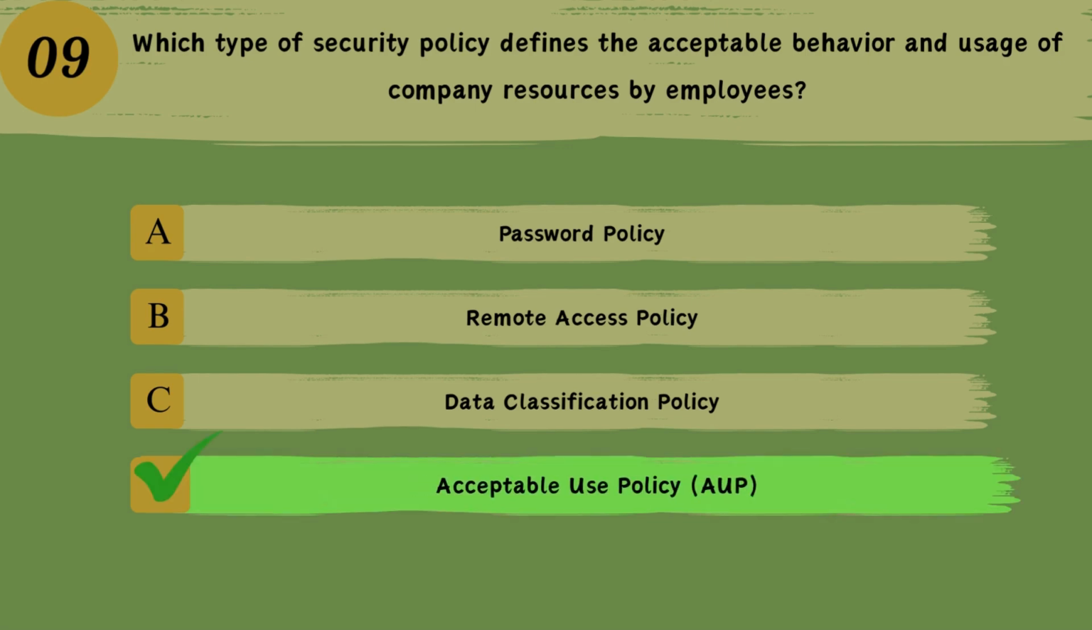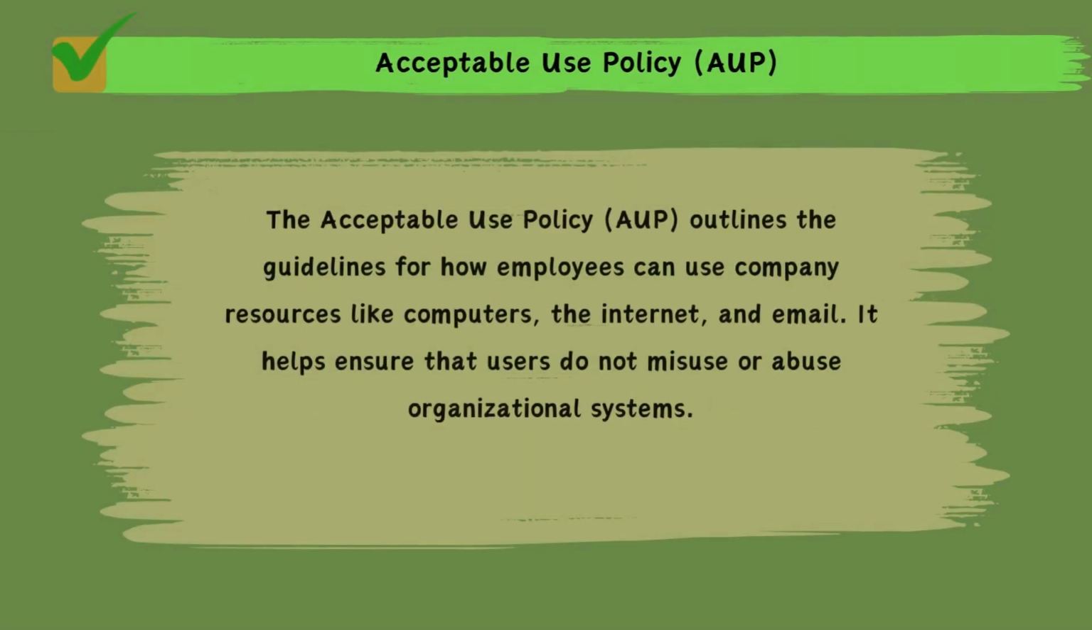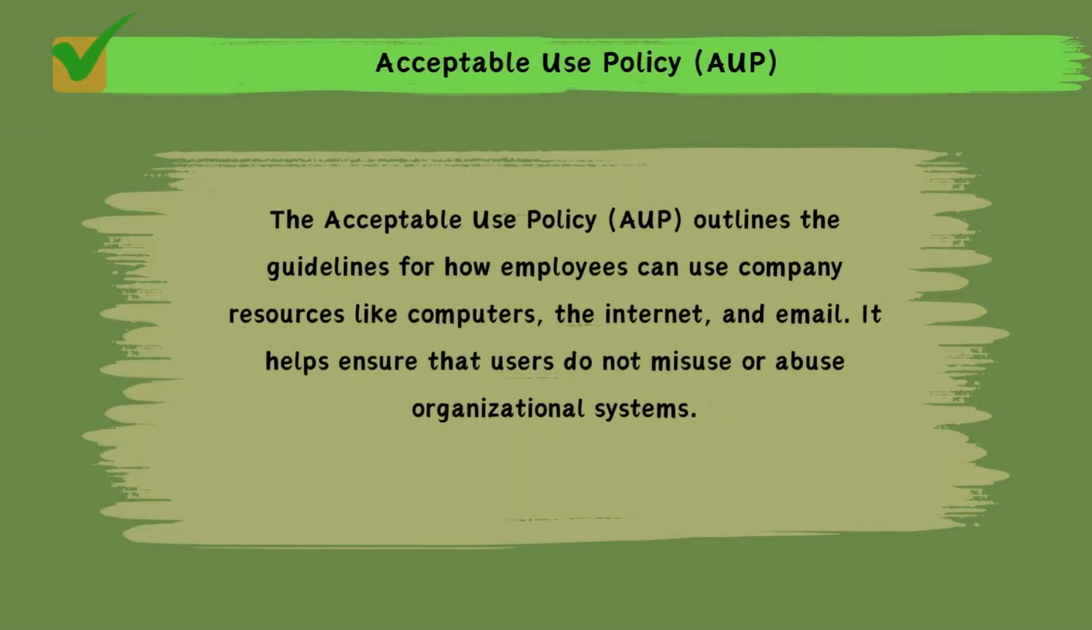Correct answer. D. Acceptable use policy. The acceptable use policy outlines the guidelines for how employees can use company resources like computers, the internet, and email. It helps ensure that users do not misuse or abuse organizational systems.